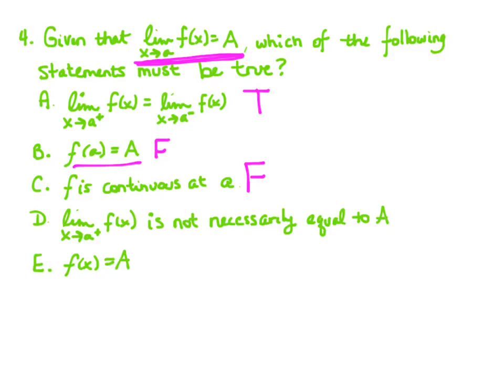Answer D says that the limit as x approaches a from the right of f of x is not necessarily equal to A. Well, that has to be false, because if a limit exists, the limit from the left and the limit from the right both have to be equal to the same value, and in this case, that value is capital A. And then answer E says that f of x is always equal to A, that the whole function is just always equal to A, and that is also false. And so the only statement here that is true is answer A.